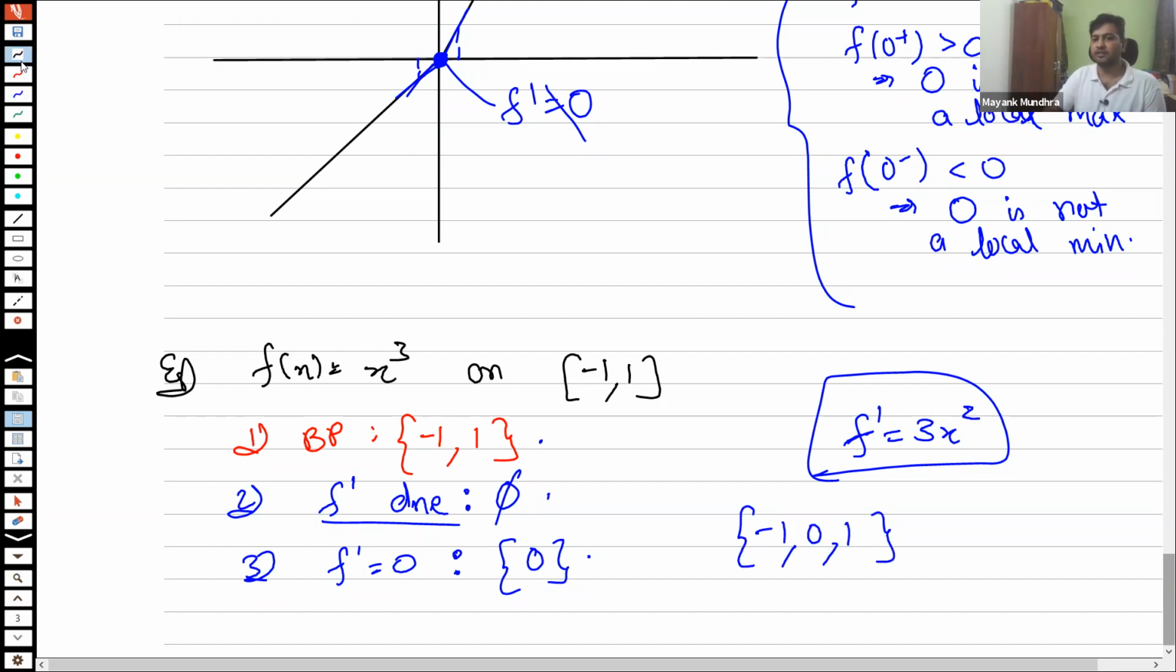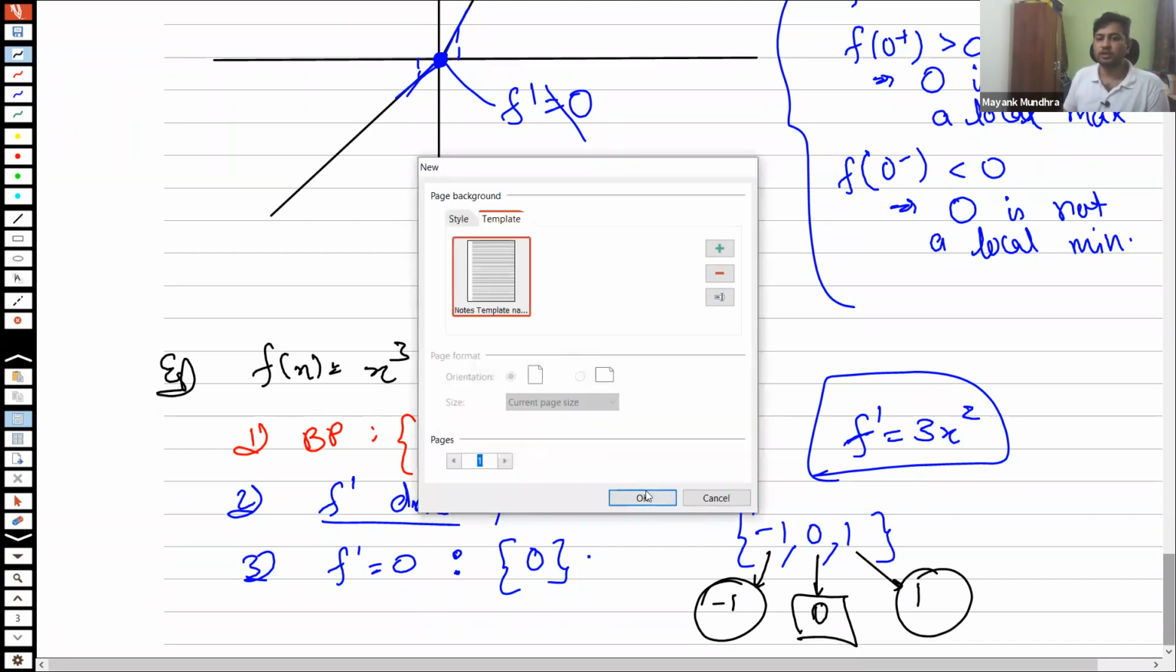Now I can write the functional values at all these points. At -1, it is -1. At 0, it is 0. At 1, it is 1. So this becomes your global maximum. This becomes your global minimum. What happens at 0? That is the question. What happens at 0?